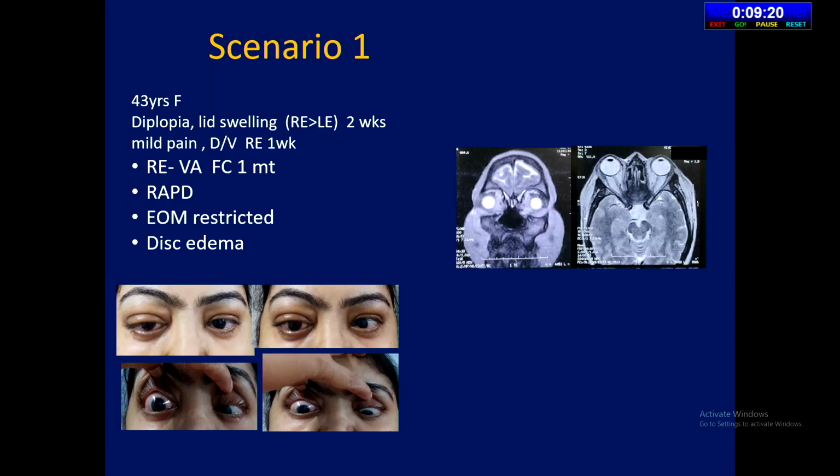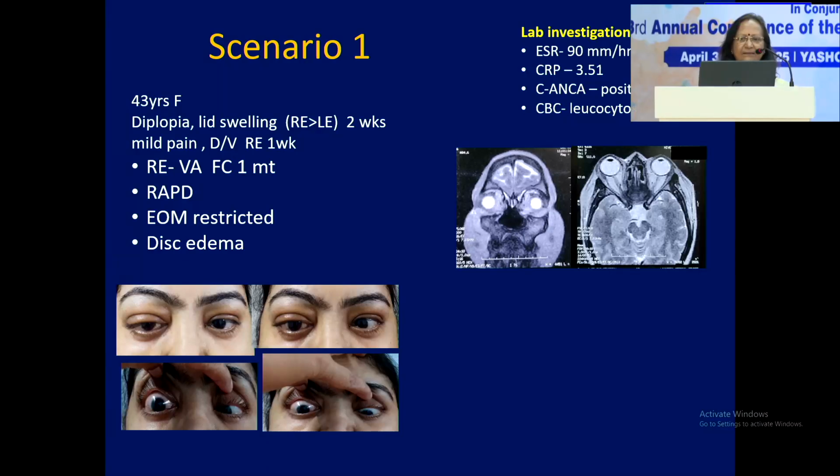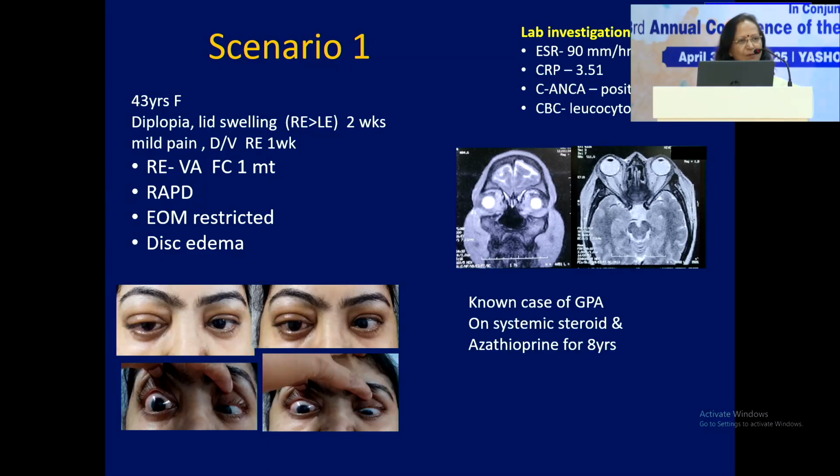This is the MRI picture. The muscles are enlarged; all the recti muscles are enlarged. Look at the lab investigations. C-ANCA is positive. What could it be? So it was a known case of GPA actually, and the patient had been on systemic steroid and azathioprine for 8 years. Still the patient is having these symptoms and signs.